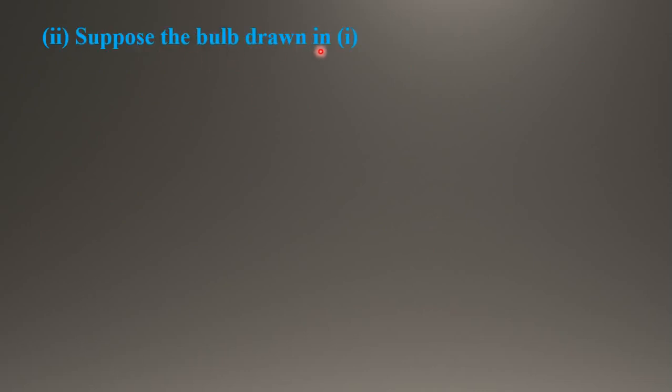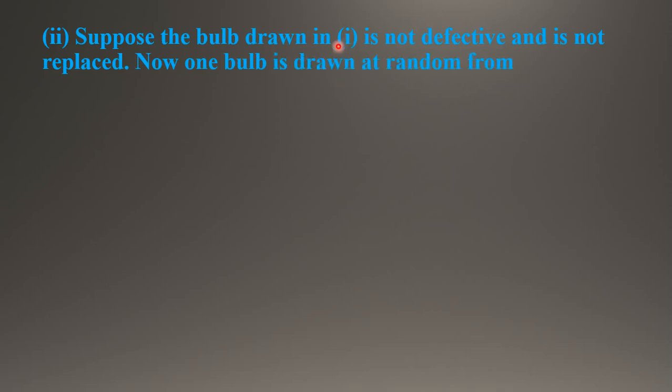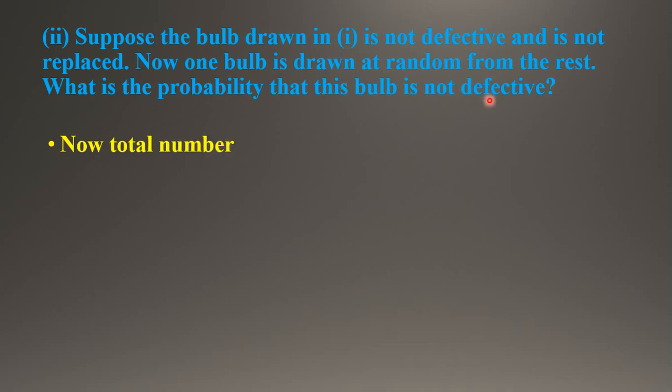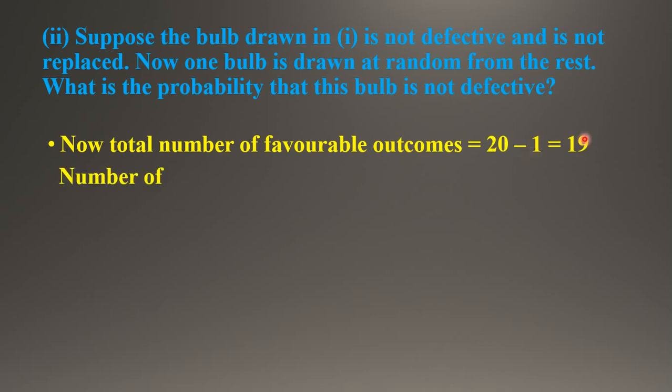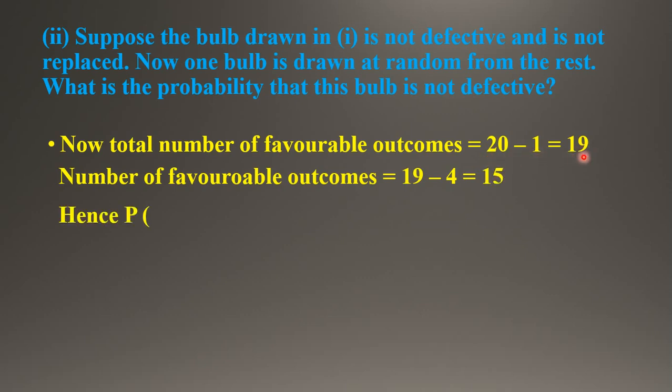Second part of question number 17. Suppose the bulb drawn first is not defective and it is not replaced. That means defective नहीं था, good था और उसको replace नहीं किया. Now one bulb is drawn at random from the remaining bulbs में से. What is the probability that this bulb is not defective? Now the total number of outcomes is 20 minus 1, because we did not replace the bulb which we drew, therefore 20 minus 1, 19.